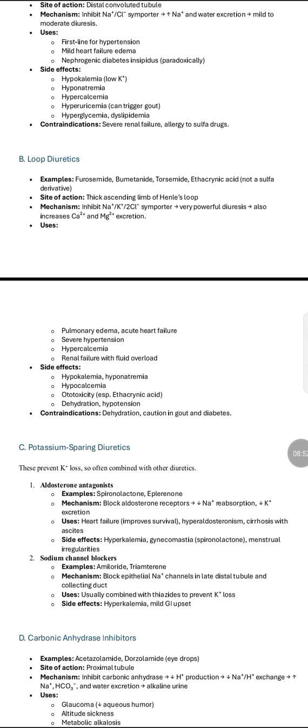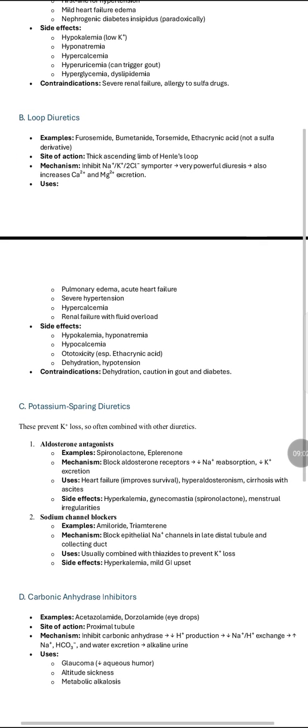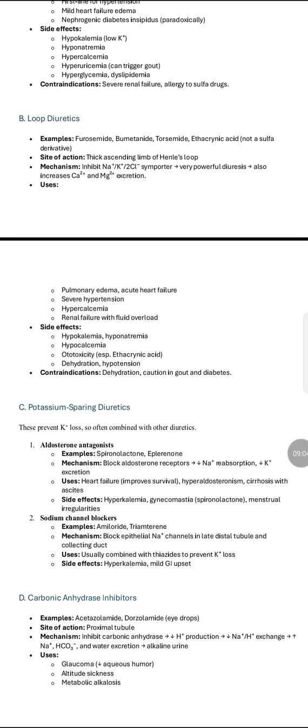So examples, we've got furosemide, bumetanide, torsemide, ethacrynic acid. So these are very important drugs for loop diuretics. You have to know about these drugs and you have to know all these examples, right? Furosemide, bumetanide, torsemide, ethacrynic acid.